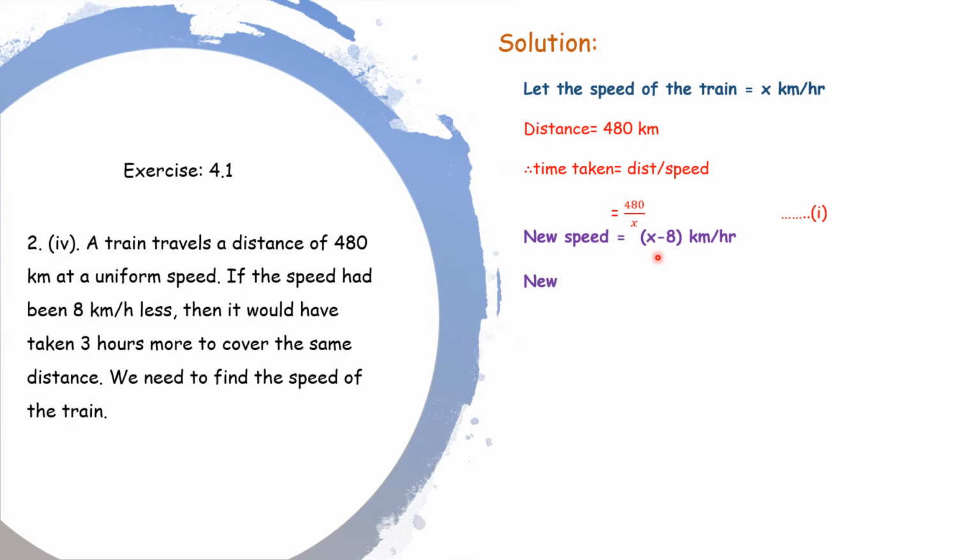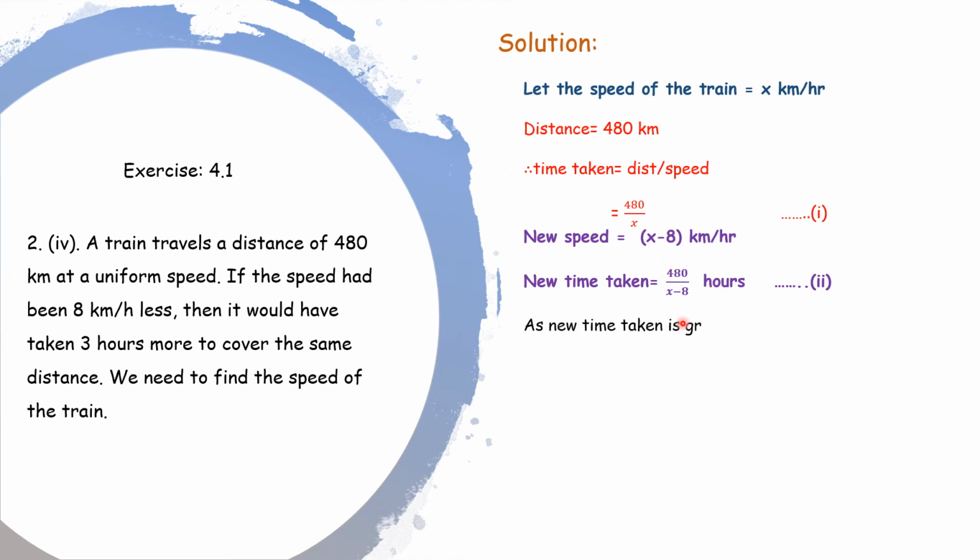So can we find out the new time taken? Yes, new time taken is equal to again distance by new speed. So 480 divided by the new speed, x minus 8. This is original time taken, and this is new time taken. Okay, this is the first equation and this is the second equation. Now with these two time takens, you have to just write the relation. If 8 kilometer is reduced, then it would have taken 3 hours more to cover the same distance. This is original time taken, this is new time taken.